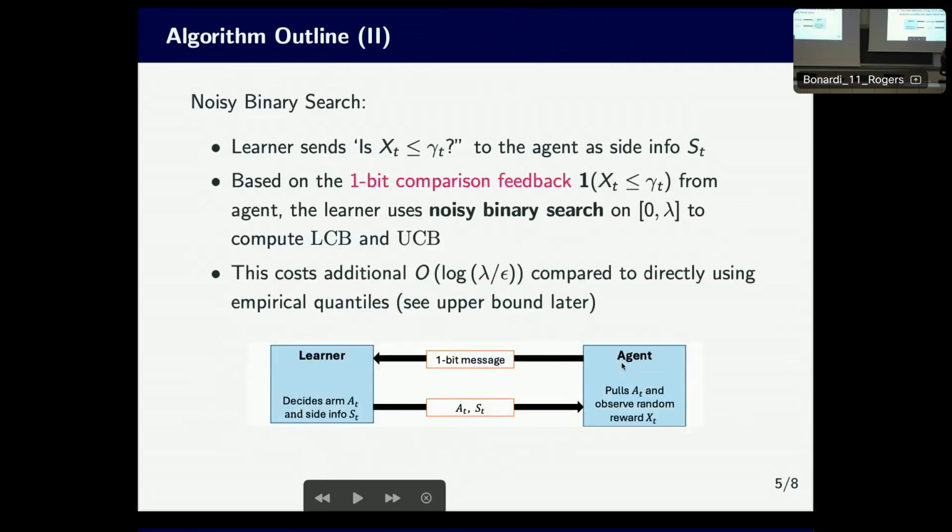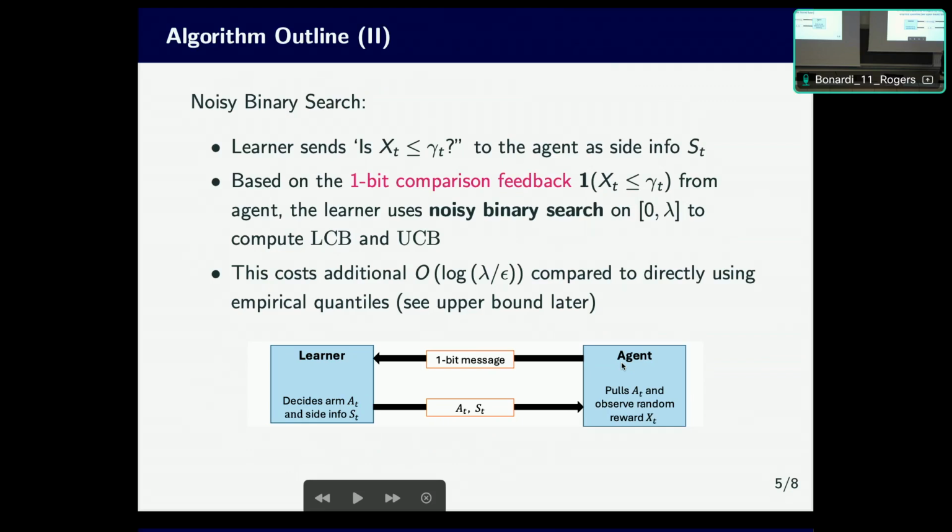So to overcome this issue, we use the noisy binary search technique. In the side information, the learner sends a thresholding query to the agent, and then the agent just answers yes or no. From this 1-bit comparison feedback, the learner will use noisy binary search on the interval 0 to lambda to compute the associated LCB and UCB.